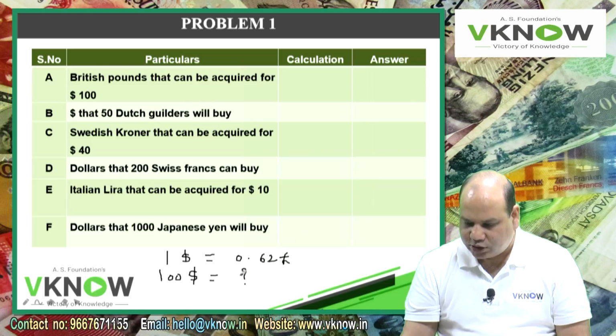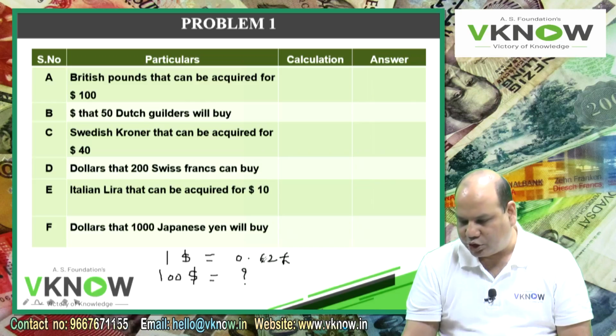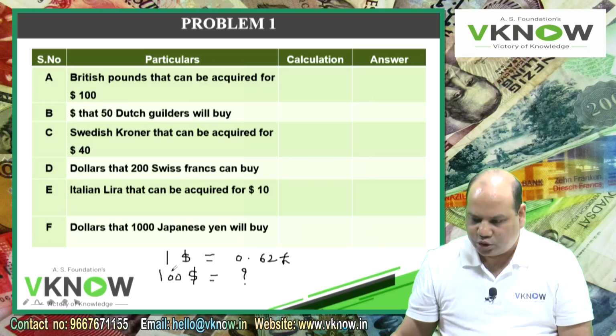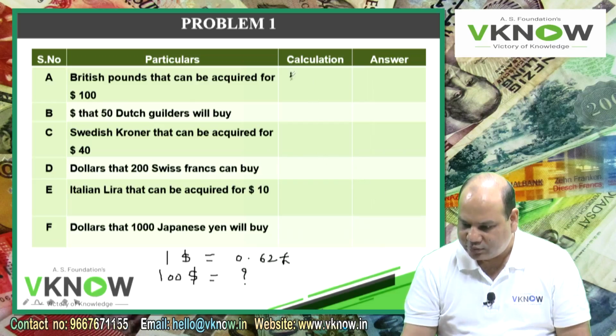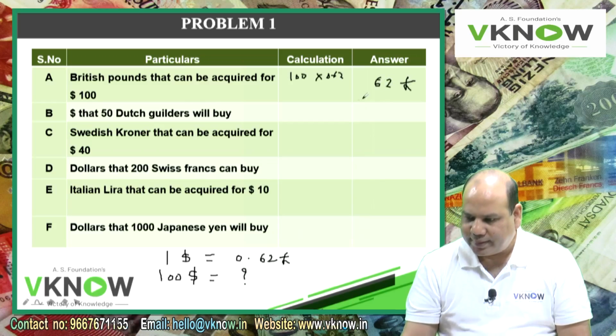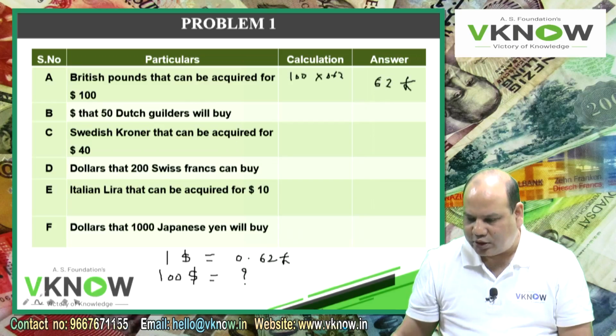Cross multiply and you will get the answer. Okay, 100 into 0.62 divide by 1. So that is $62. So your calculation here will be like this, 100 into 0.62, and the answer will be 62 pound.